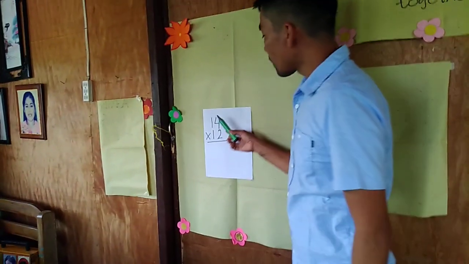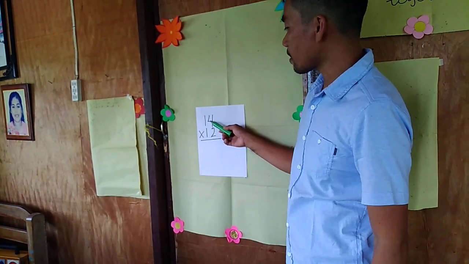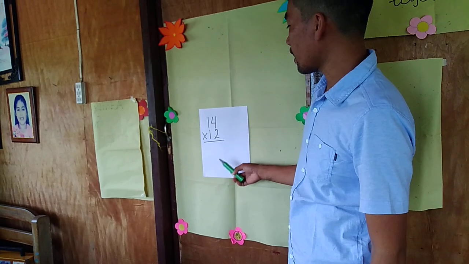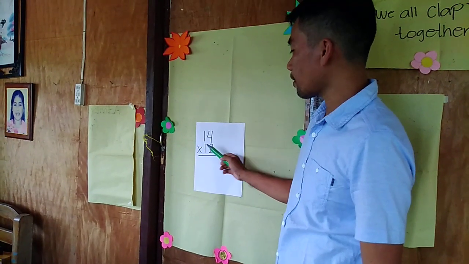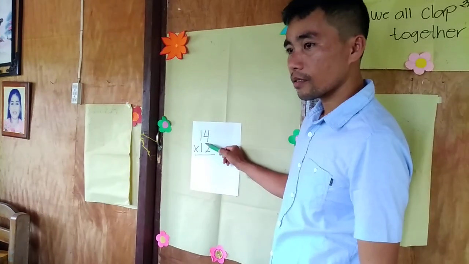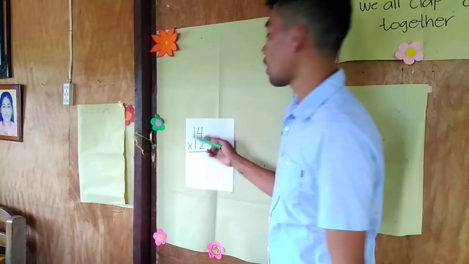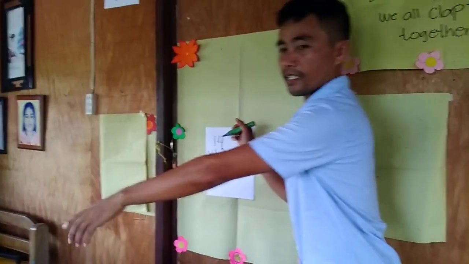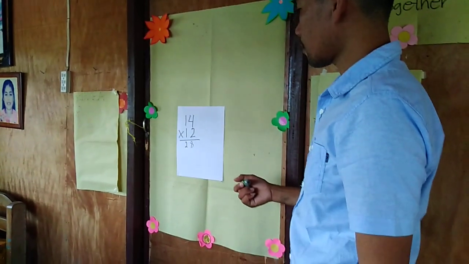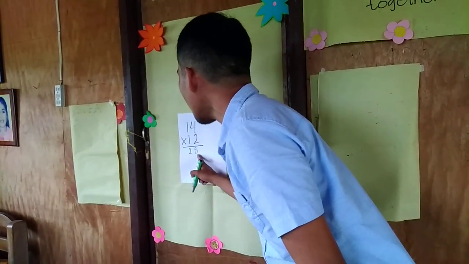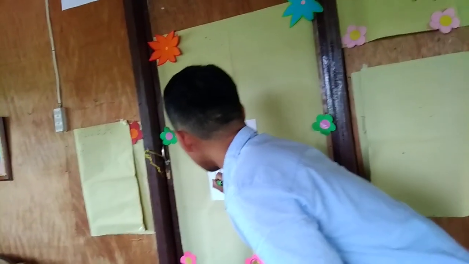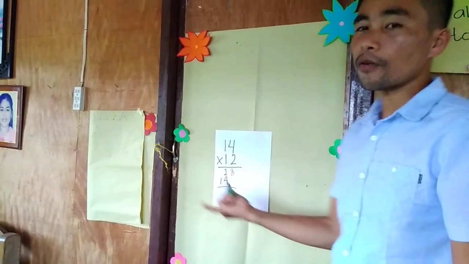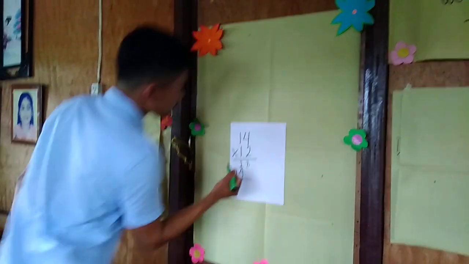For example, this is ones and tens. This is the multiplicand and the multiplier. So, 2 times 4 is 8. 2 times 1 is 2. 1 times 4 is 4. 1 times 1 is 1. Okay, very good. Then do we subtract or add? Add. Okay, addition.